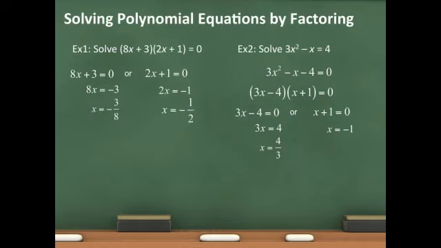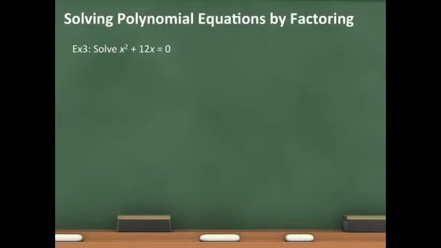Again, be sure to check your solutions by substituting them back into the original equation to see if you get a true statement. In the next example, notice that we have a term missing. The equation has two terms in the polynomial. As you will see in a few minutes, this will affect how we factor.